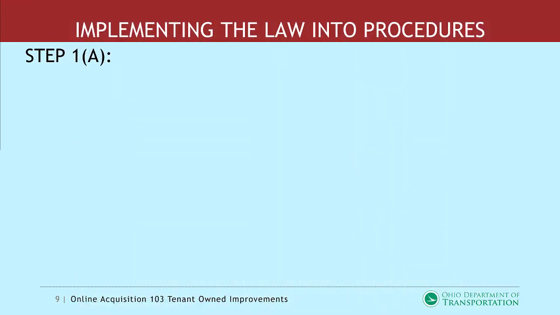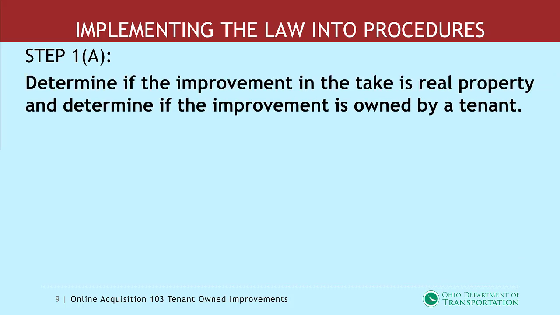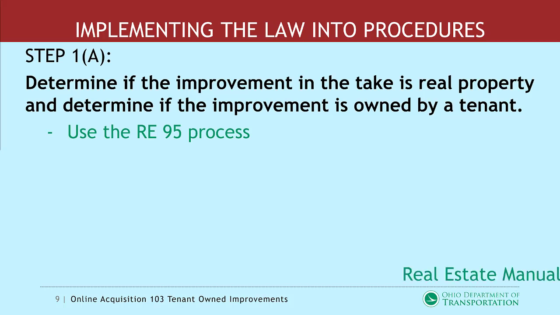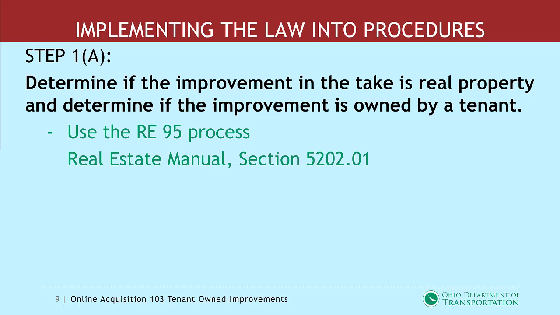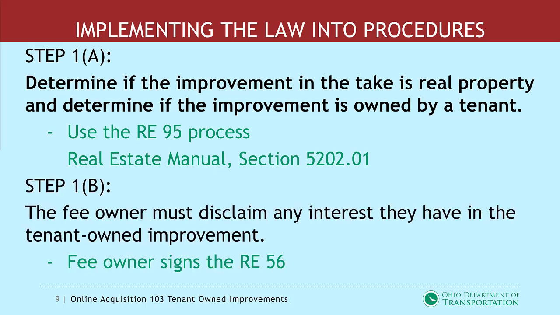Implementing these laws into procedures. Step one, we broke these into various steps so that way you'll be able to identify it a little easier. Determine if the improvement in the take is real property and determine if the improvement is owned by a tenant. To do that, you need to use the form called the RE95 and do the RE95 process. You'll find this procedure that's located in the Real Estate Manual section 5202.01. Step 1, Item B, the fee owner must disclaim any interest they have in the tenant-owned improvement.